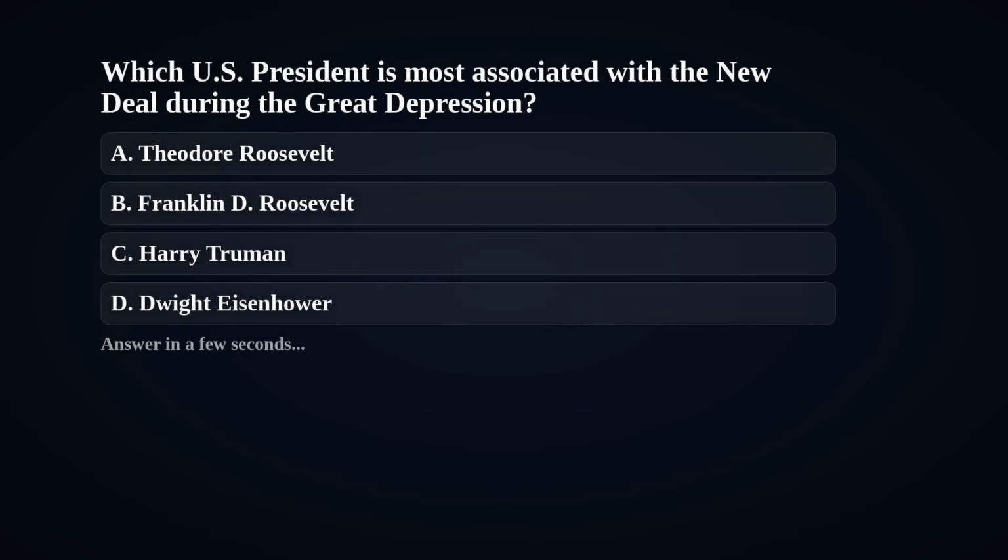Question 19. Which U.S. president is most associated with the New Deal during the Great Depression? A. Theodore Roosevelt. B. Franklin D. Roosevelt. C. Harry Truman. D. Dwight Eisenhower.